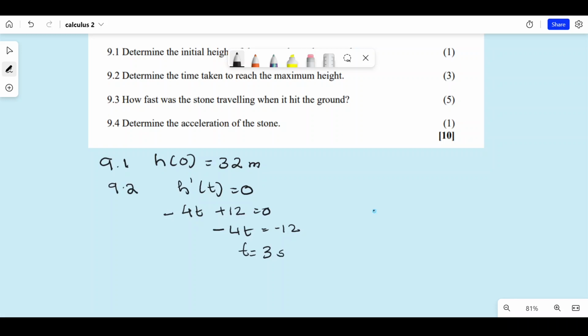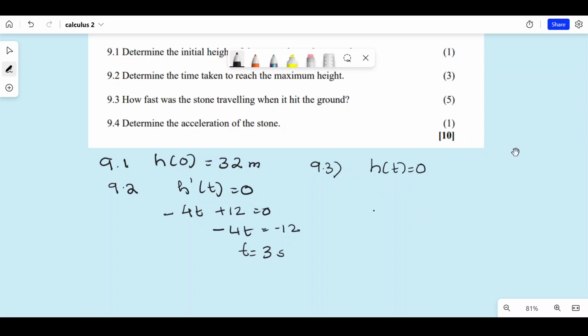Now 9.3, how fast was the stone traveling when it hit the ground? 5 marks. How fast means we are finding the speed, how fast the stone was traveling when it hit the ground. Hitting the ground means height is 0. So we must first find when the height becomes 0. Let me write here so that we can also see the question. In 9.3, height 0 means h(t) becomes 0. Let's find the time when h(t) is 0.